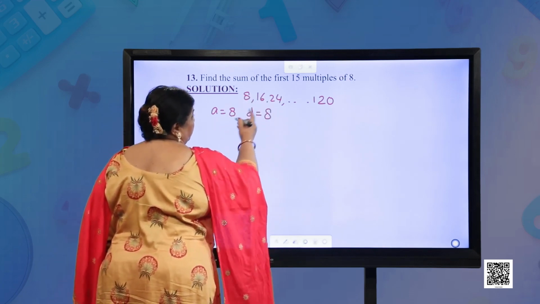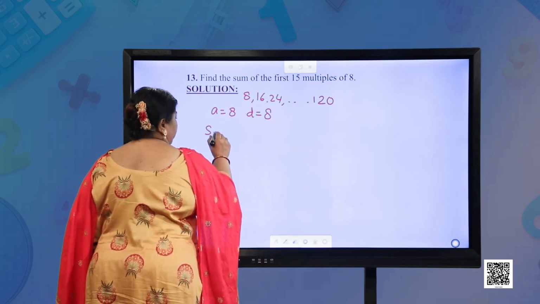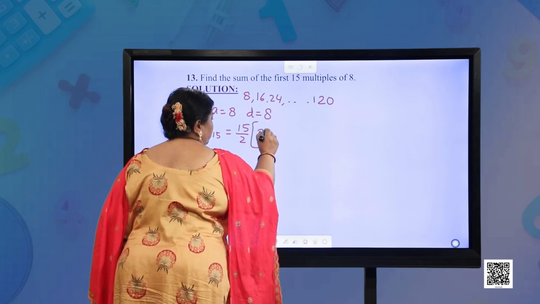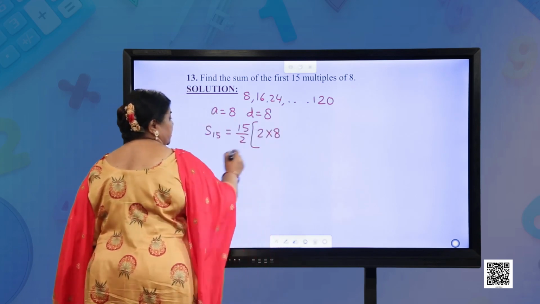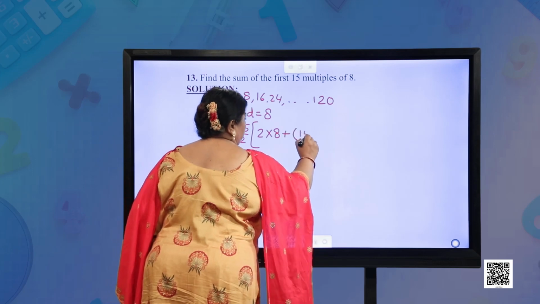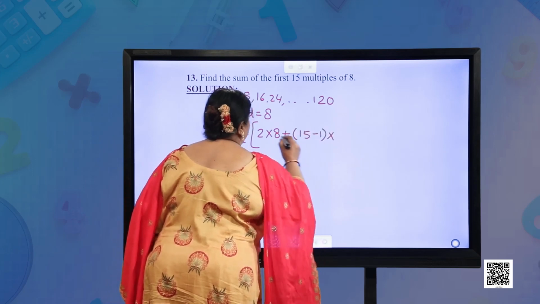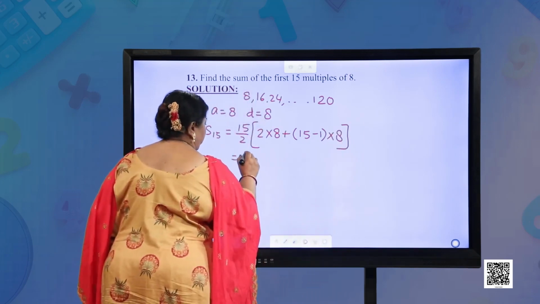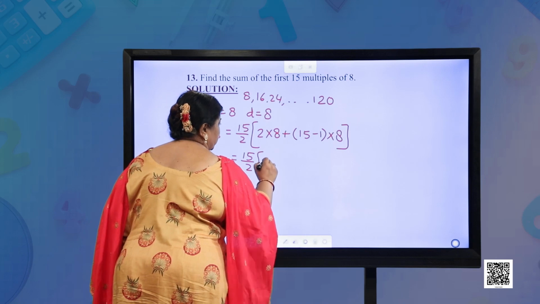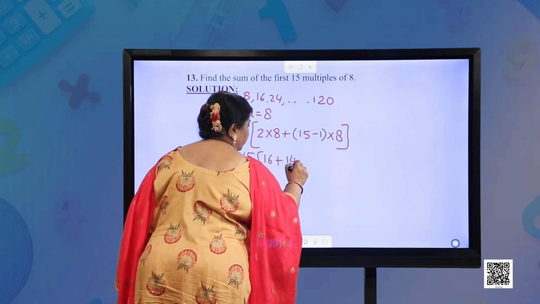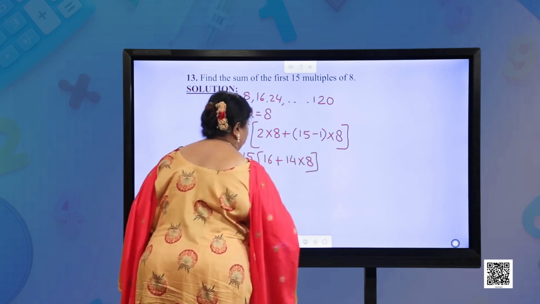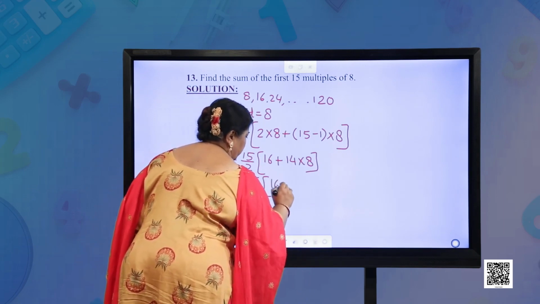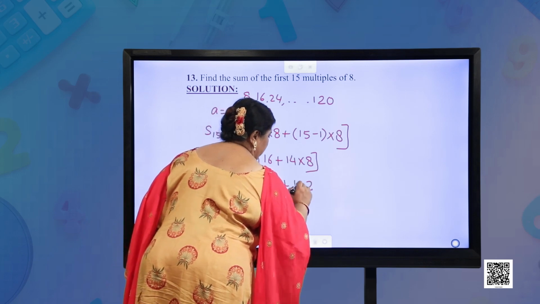Now, we need to find S15. Let us use the formula 15 upon 2 into 2a, that is 8, plus n minus 1 into d. D is how much? 8. So, 15 upon 2 into 16 plus 14 into 8. 15 upon 2 into 16 plus 112.